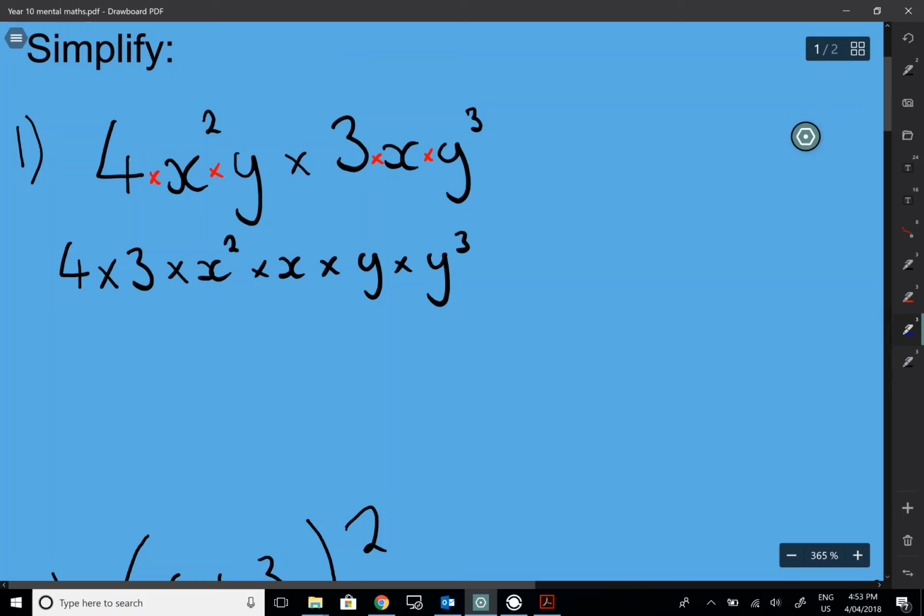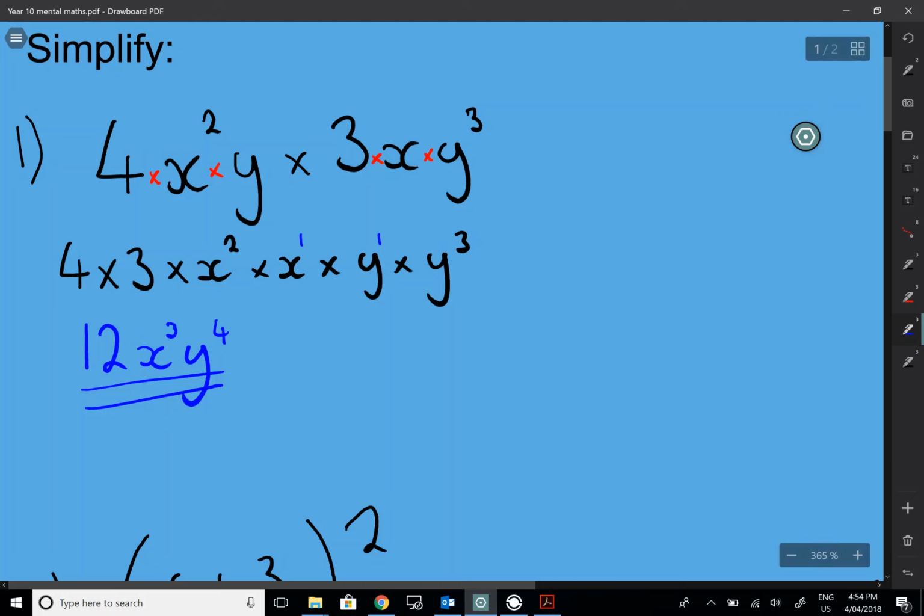What I can do from there is just do each part individually. So I can just do 4 times 3, which in this case is going to be 12. I'm going to do x squared times by x, which is going to give me x to the power of 3, because remember there's an imaginary 1 there. We add our powers when multiplying indices. And then this is also like y to the power of 1 times by y to the power of 3, which gives me y to the power of 4, and that is my answer.